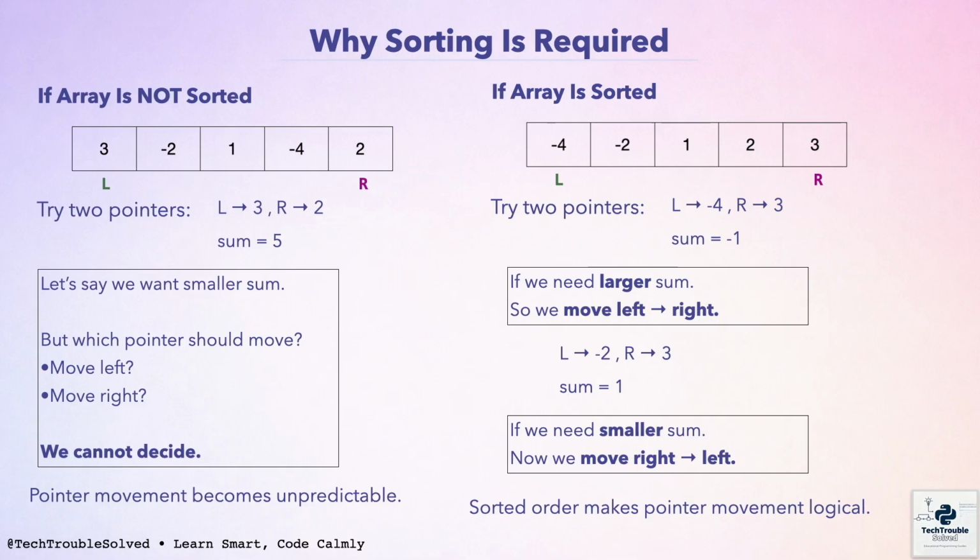And once the array is sorted, we can now set up the two pointers properly to start searching for valid triplets. Next, let's see how we initialize the pointers for the two-pointer search.